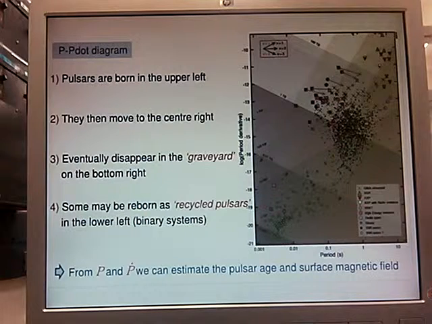So this P-P dot diagram really tells us almost everything we need to know about a pulsar. We can use it to figure out the characteristic age, as we talked about last time. We can use it to figure out where it is in its evolutionary track. We can use it to figure out things about what the magnetic field is doing, etc. So it's quite amazing. These objects are completely quantified by thinking about just the period and the time rate of change of that period, the stability of that rotation.